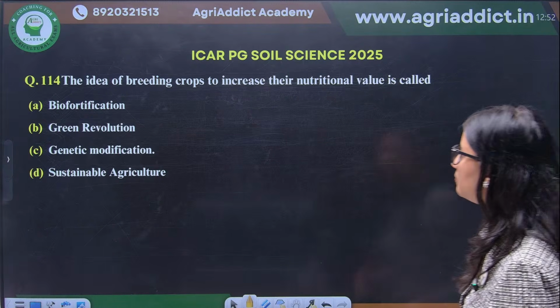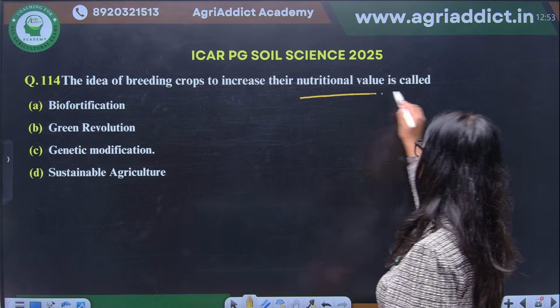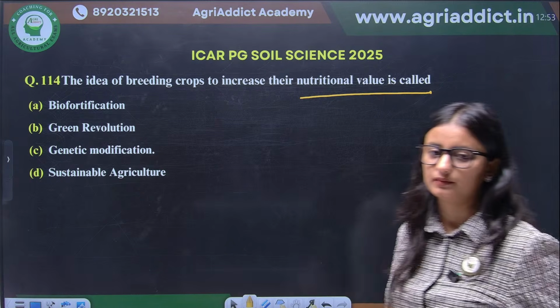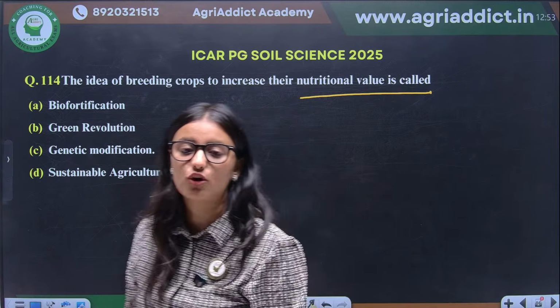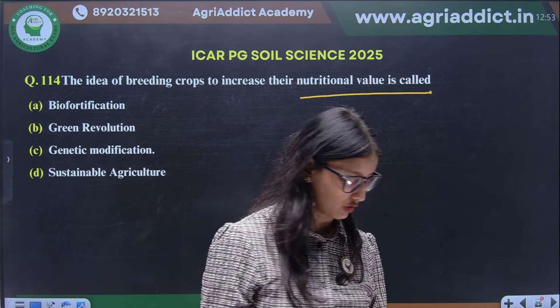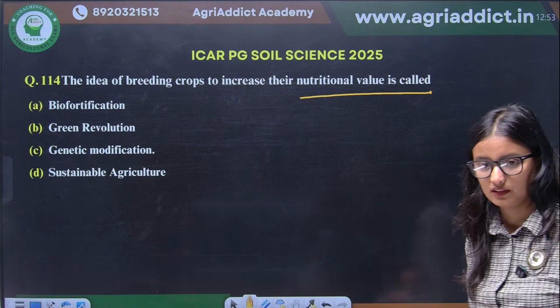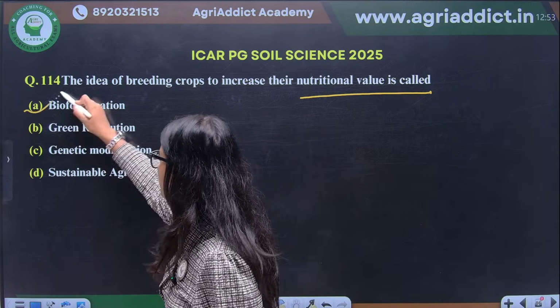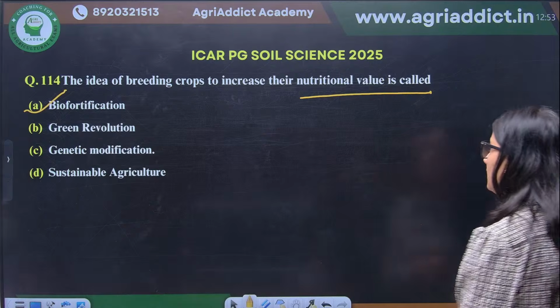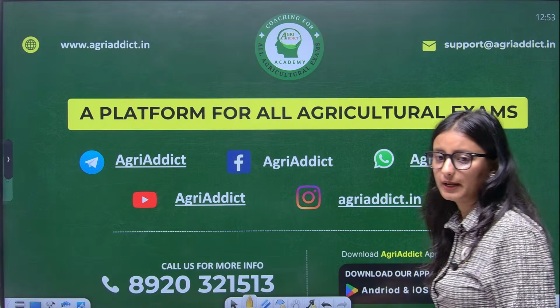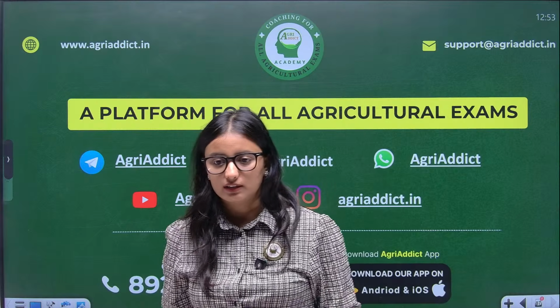The idea of breeding crop to increase their nutritional value is called, what we call it? Like we are preparing golden rice. What is it? What is that process we call? क्या करते हैं हम? Very good. That is biofortification. Biofortification is the increase in nutritional value of the crop. Okay. So this was all about today's class.